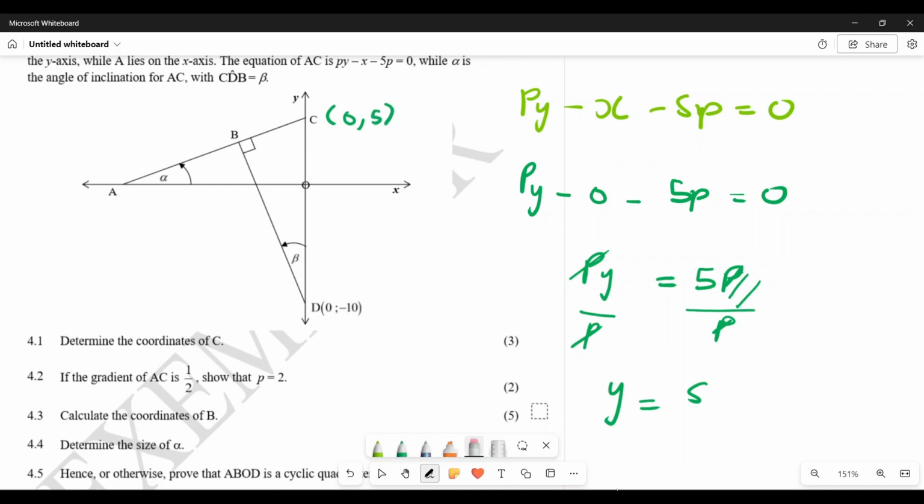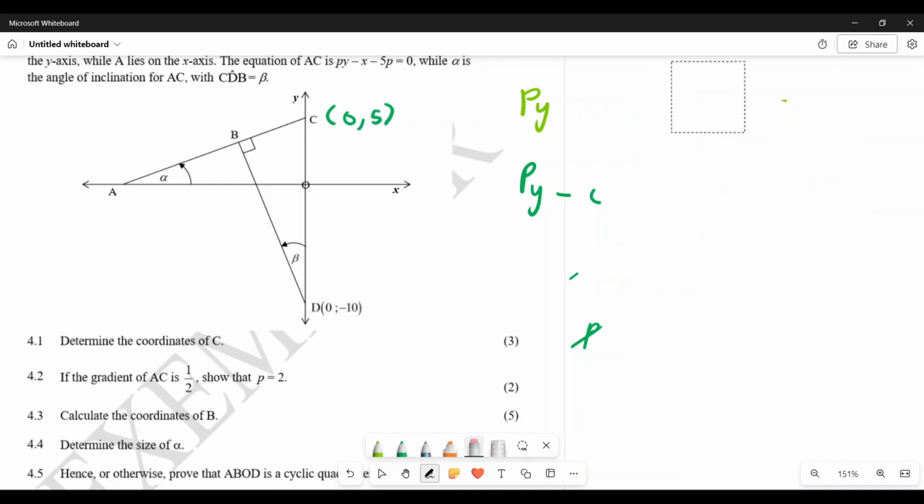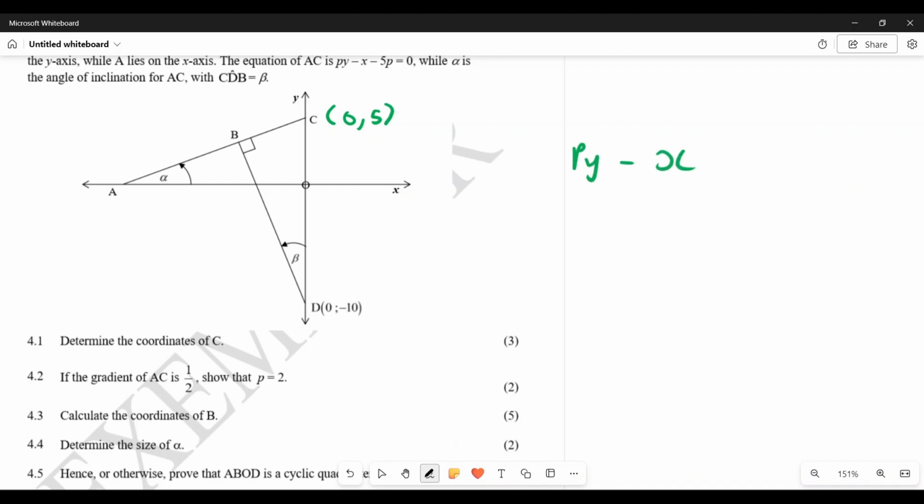Now let me erase here so that we can answer the following questions. I'm being told that the gradient of AC is a half. If the gradient of AC is a half, I need to show that the value of p is equal to 2. First, I'm going to make the equation that I was given initially, py minus x minus 5p is equal to 0, in terms of y.